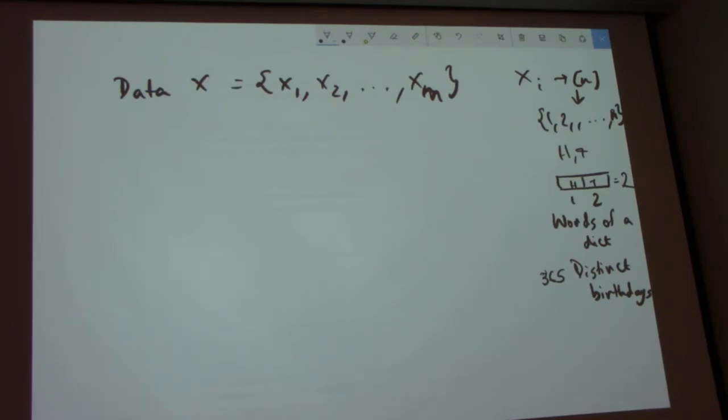Now, what a hash function will do is enable us to index into these arrays in some way, right? So let's formally define what a hash function means, and then I'll talk about some examples, and hopefully that will make things clearer.